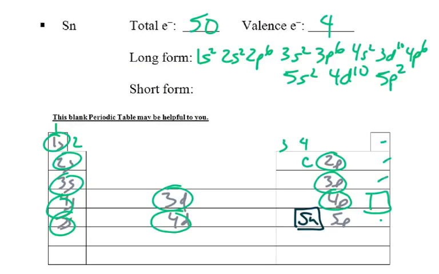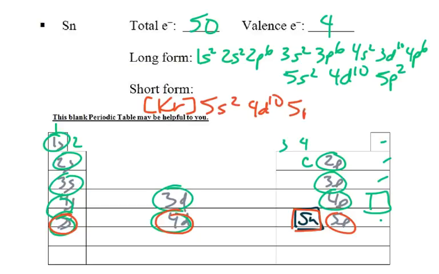Now for the short form, we're going to go back over here and up, and that's helium, neon, argon, that is krypton. So the short form, we're going to start off with krypton, and then we go back to the row of this tin, so it's 5s2, 4d10, 5p2.